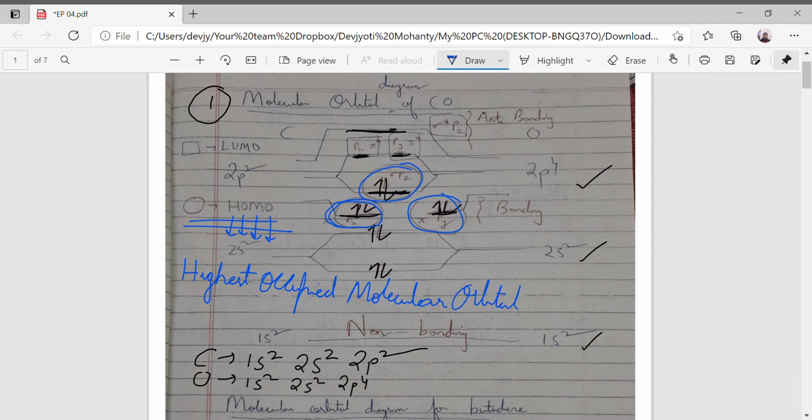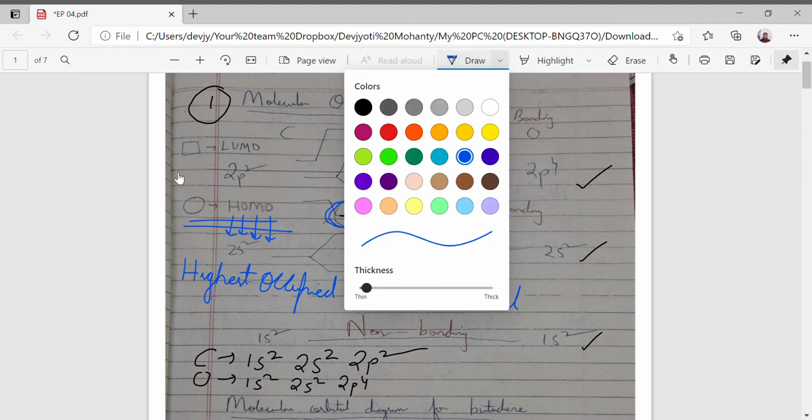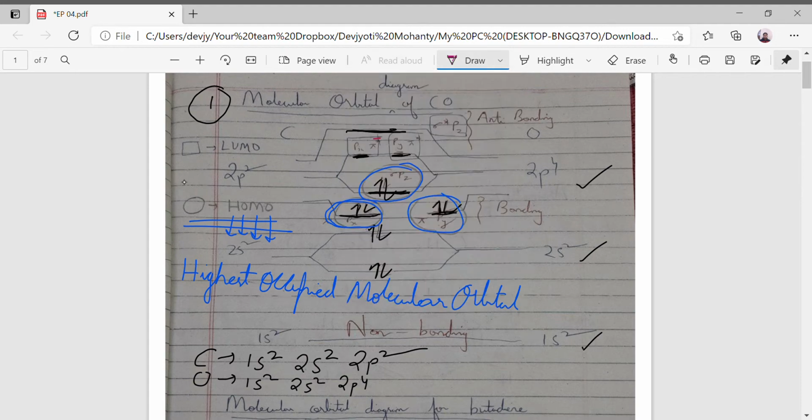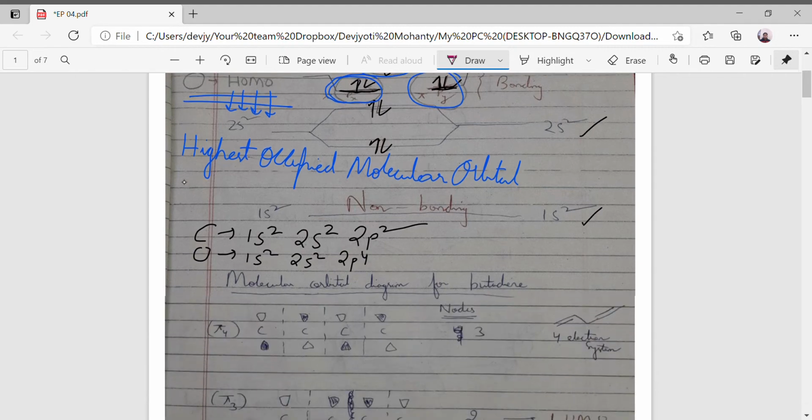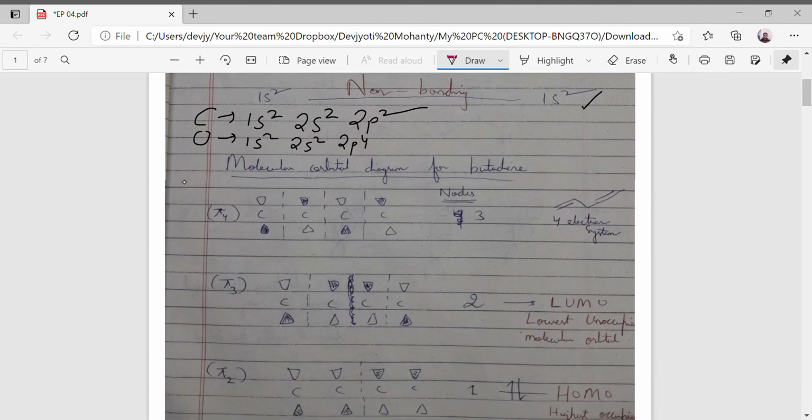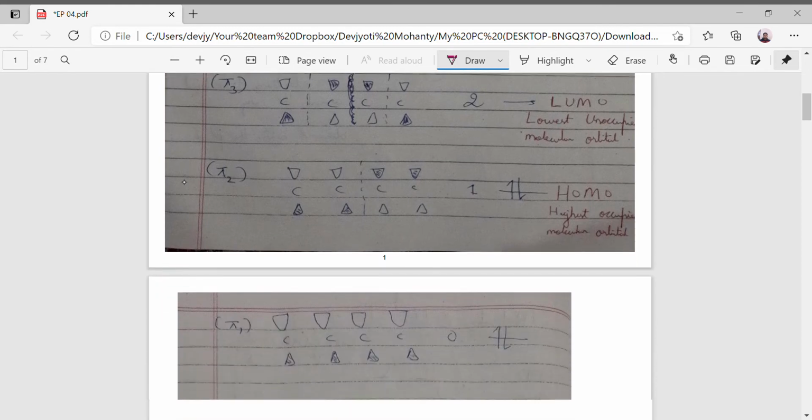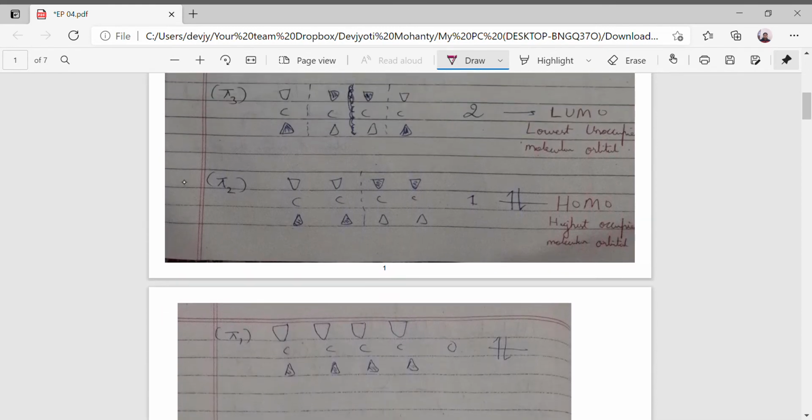And what you are seeing over here, this part, pi star and sigma star, that is called LUMO, that is lowest unoccupied molecular orbital. So this is the molecular diagram of carbon monoxide. Now let's see the molecular diagram of butadiene. We will move from the bottom part, butadiene.